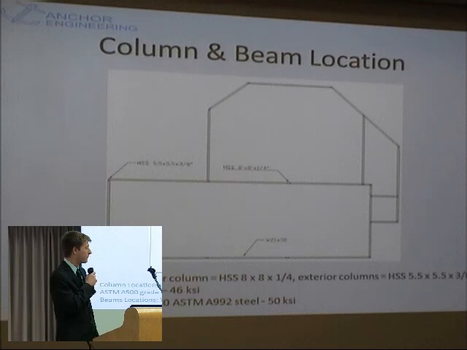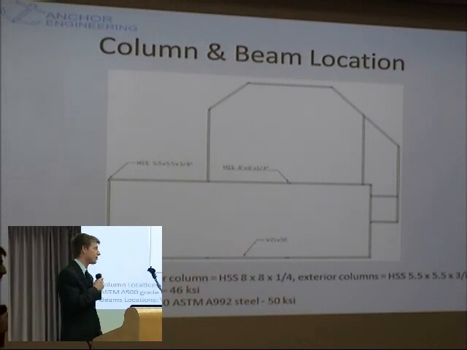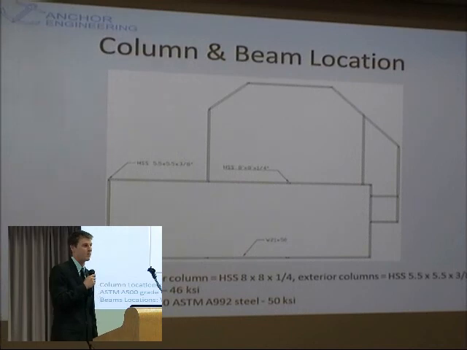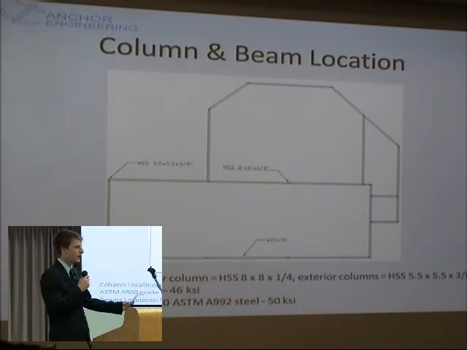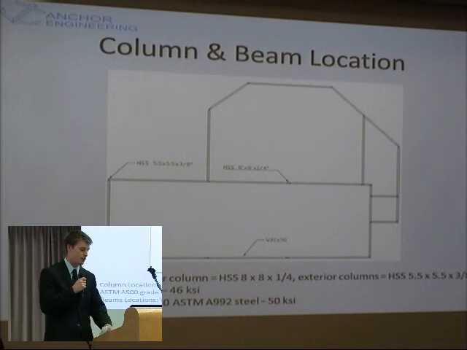As far as the columns, we went with tubes, HSS 5.5 by 5.5 by 3/8. This was used throughout the whole building except one column. The one column was the interior column. That was a tube 8 by 8 by a quarter. The reason for this is this column carried much more load. These were calculated from point loads coming in from the concentrated loads from the beams.